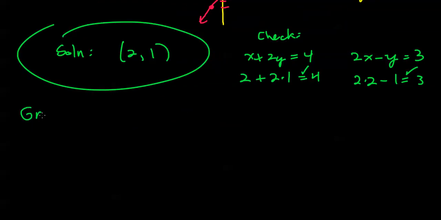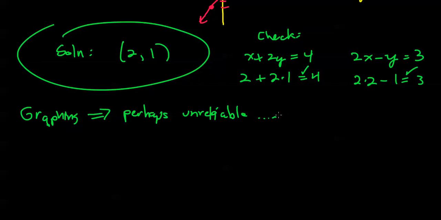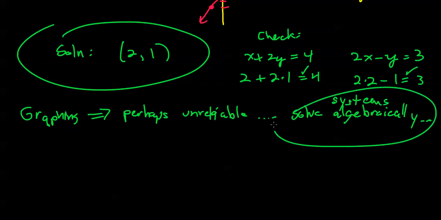Alright, graphing solutions is sometimes unreliable. Let me put this down. Perhaps unreliable, especially when your solutions fall off whole number coordinates. So instead of putting forth a graphical solution method, we're going to solve systems of equations algebraically from here on in this chapter. We're going to solve systems not using graphs, but using algebra.